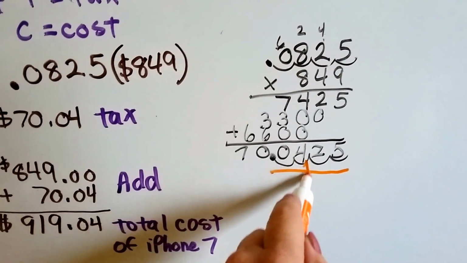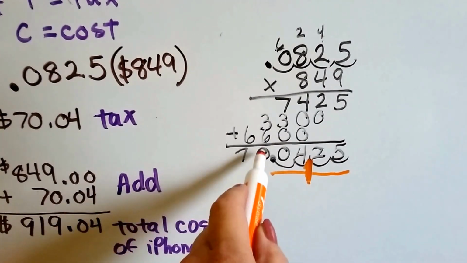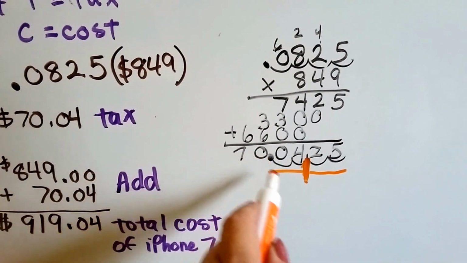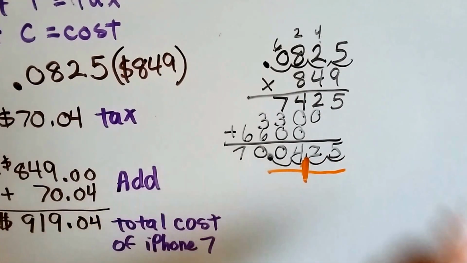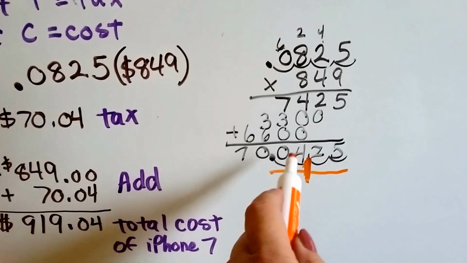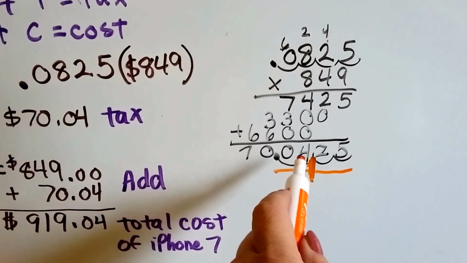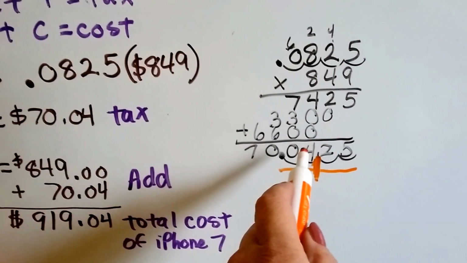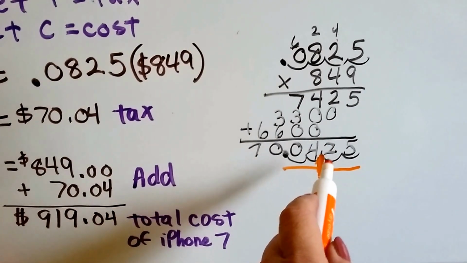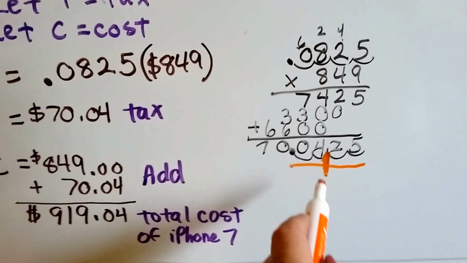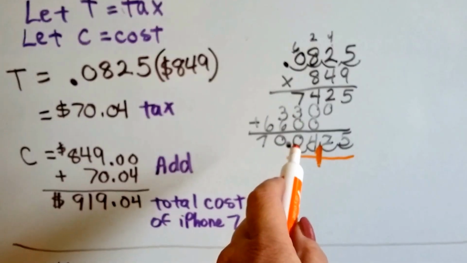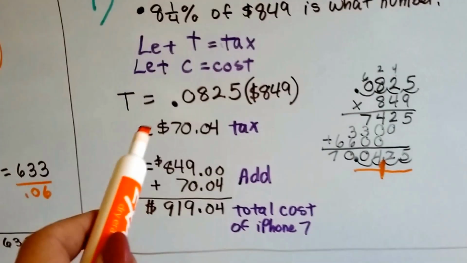Money stops here, doesn't it? After 2 decimal places for the cents. So this 0.25 can fall off because the 2 is so small, it's not going to make that 4 round up to a 5. If it was a 5, it would make that round up to a 5. But remember, 0, 1, 2, 3, 4, this number stays the same. So we got $70.04 as our amount of tax.